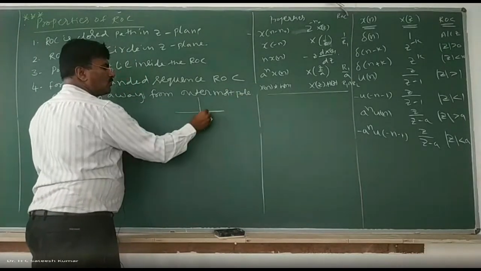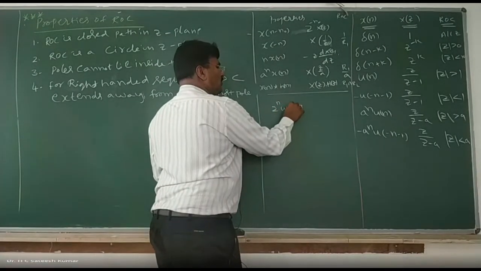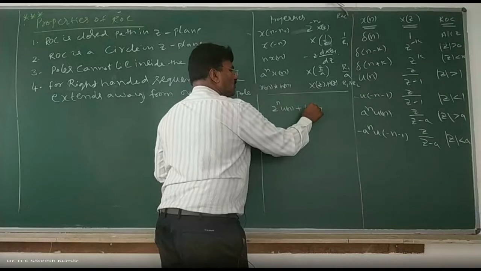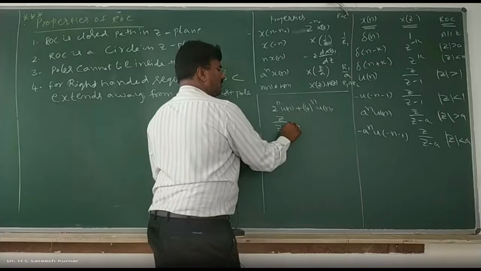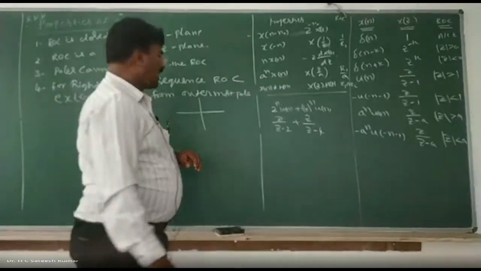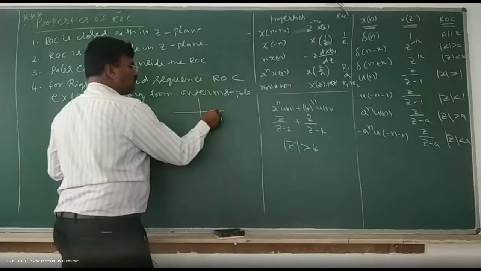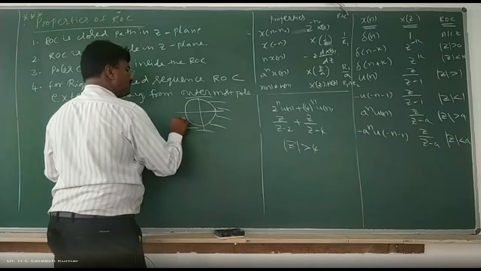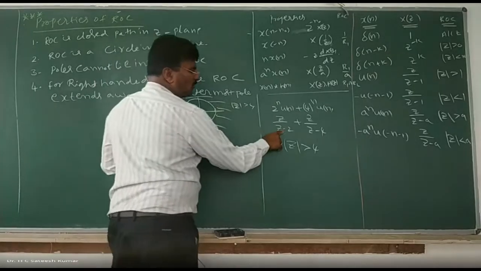Let us say I have two poles. You take the problem I did in the morning session: 2 to the power of n into u of n plus 4 to the power of n into u of n. Z transformation of this one is Z divided by z minus 2 plus z divided by z minus 4. We got this answer. ROC is mod z greater than 4. I wrote it. So if this is mod z greater than 4, it means outside. So where are the poles? One pole is at where?